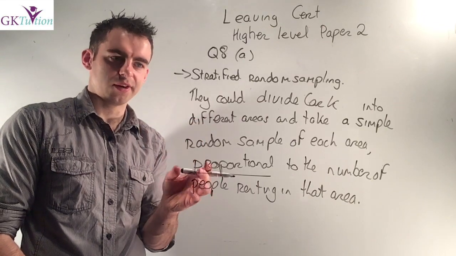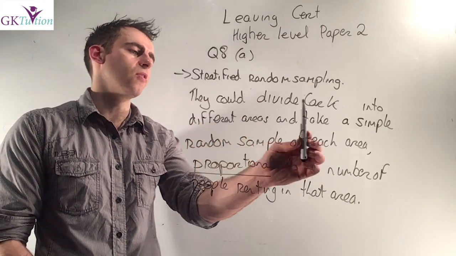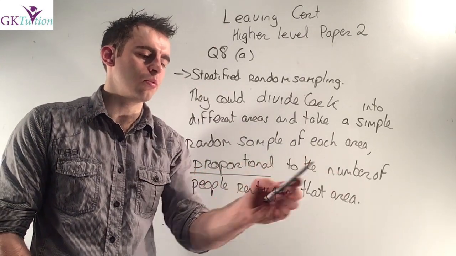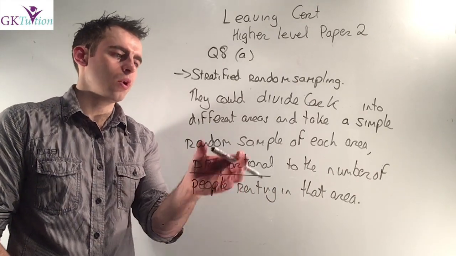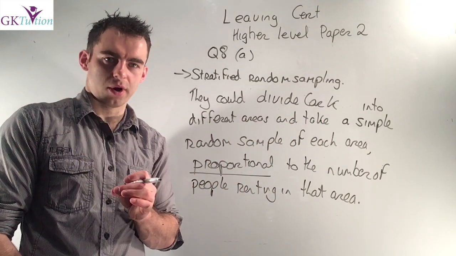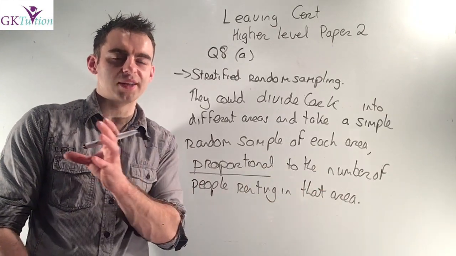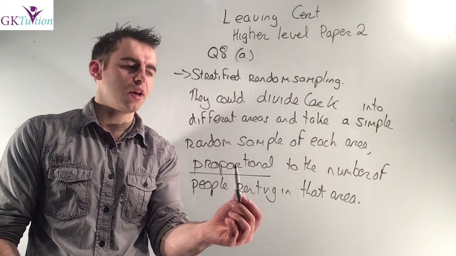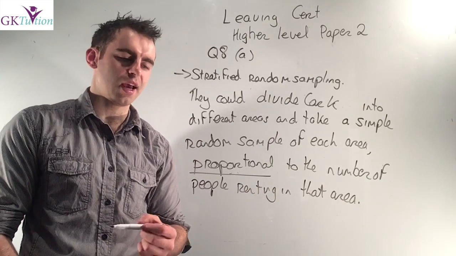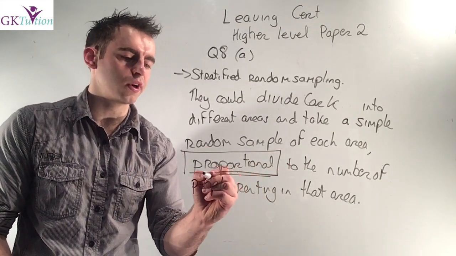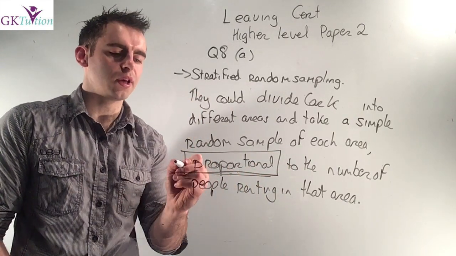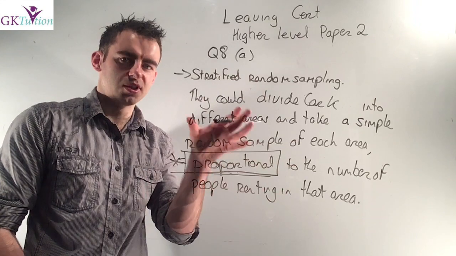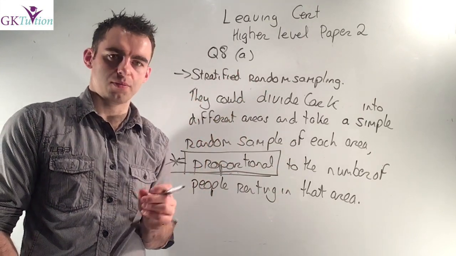Strata refers to groups or layers. So to explain it, I said you could divide Cork into different areas. Take a simple random sample of each area proportional to the number of people renting in that area. So I'm taking a simple random sample from each area in Cork. But if one of the areas has way more people renting than another area, I need to take a larger sample. So the size of the sample from each area is proportional to the number of people renting in that area. That's the word I'm looking for. If you're explaining stratified random sampling, you should be using the word proportional. Each sample size is proportional to the size of that area or that group.